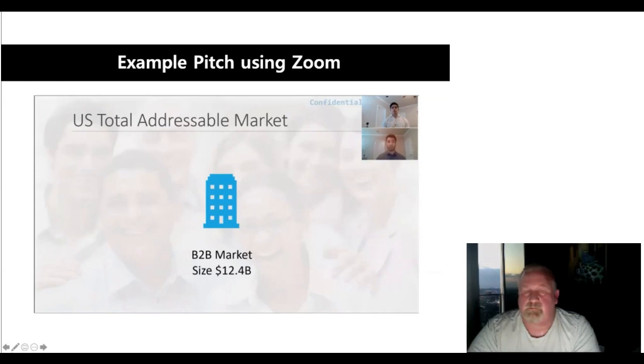Occuply has a total addressable market of $12.4 billion in the United States, and we are seeking to capture about 0.5% of that market share, looking for about $100 million in annual revenue.